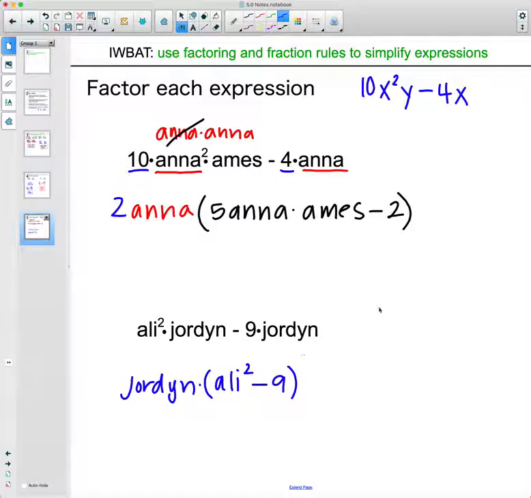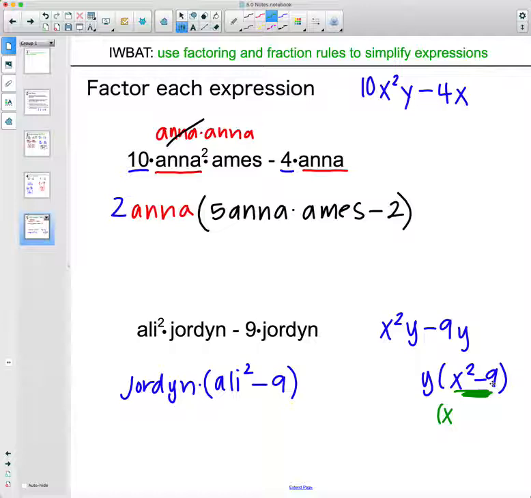Okay, so this would be much like if you had something like this, x squared y minus 9y. And you divided a y out, then you'd be left with x squared minus 9. Now there's something special about this. This is a difference of squares. So if you remember factoring differences of squares, okay, we'd square root each term. So square root of x squared is x, square root of 9 is 3, and then you'd have a plus and a minus version of that.